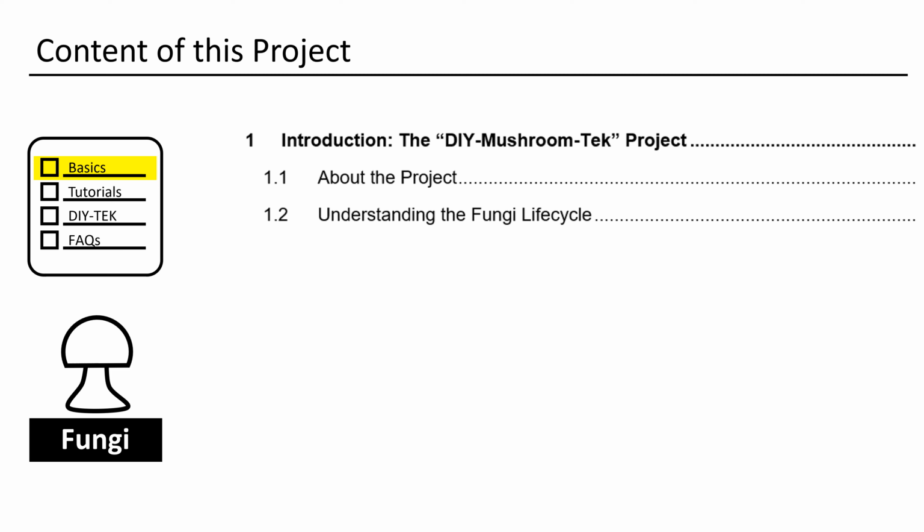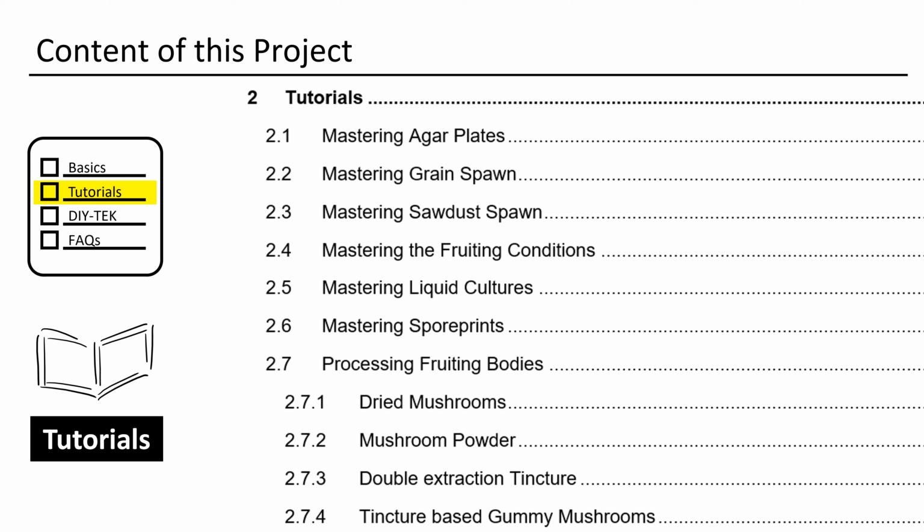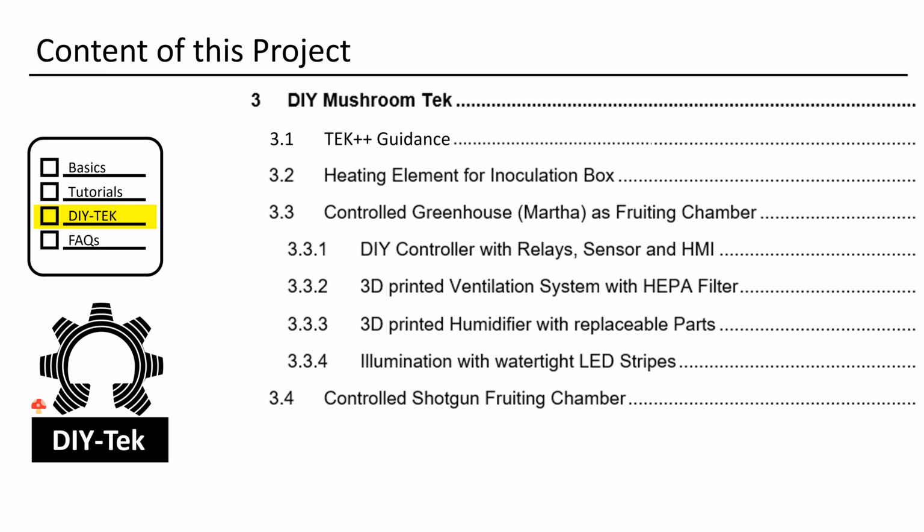My project began with an introduction to my technical background, followed by an explanation of the biological processes that fungi undergo throughout their life cycle. Next, I delved into the biological aspects of this project, starting with agar plates and concluding with double extraction tinctures. Although tincture-based gummy mushrooms remain on my to-do list, it's only a matter of time before I can complete them. After that, I focused on the technical side of mushroom cultivation, specifically how to establish an optimal growing environment. I utilized affordable DIY techniques to achieve this goal.